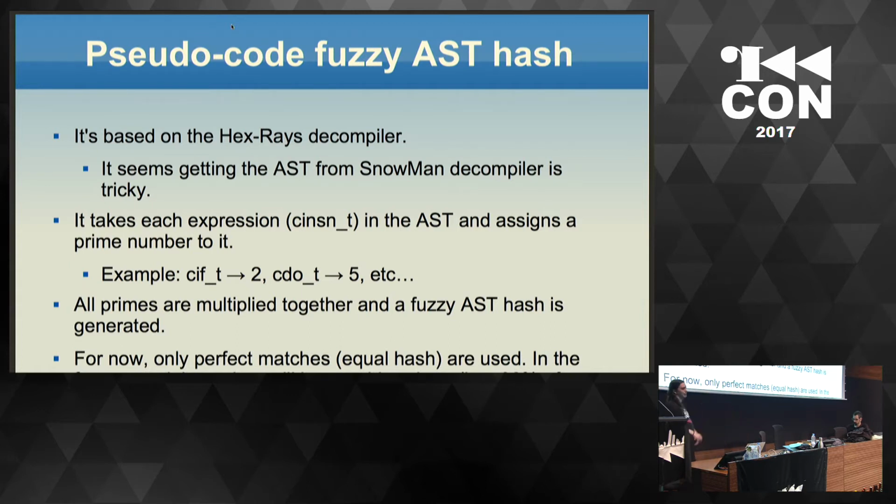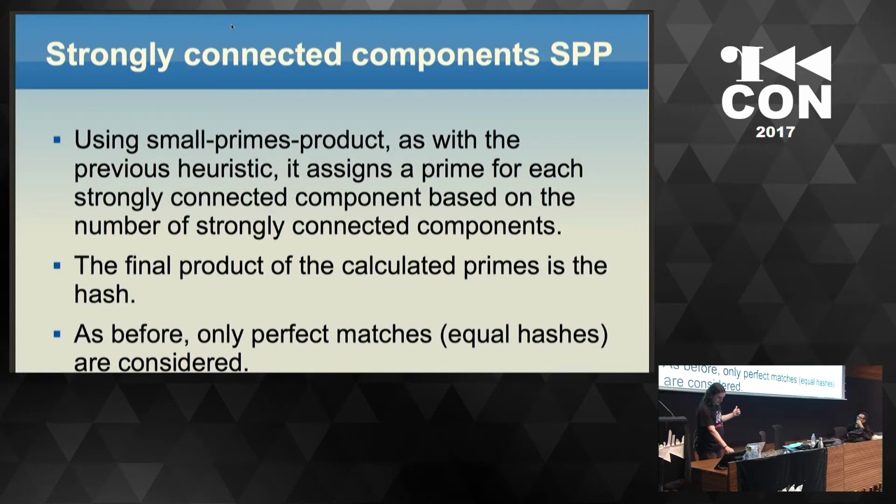So what I do is take the abstract syntax tree, a tree that defines all the syntax of the function that we are decompiling. To each instruction, like an if, a do, a while, a switch, a goto, whatever, I assign a prime number, and like I did before, I simply multiply all the prime numbers, a small primes product, and I get a final big number that is a hash based on the abstract syntax tree of that function. If we have a one-to-one match between two databases, we can determine that it looks like the same function. Okay? Strongly connected components, I explained it before.